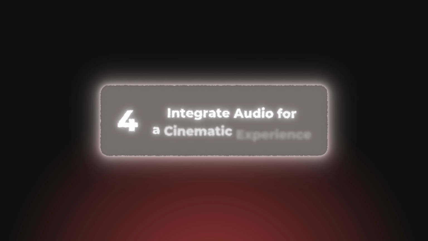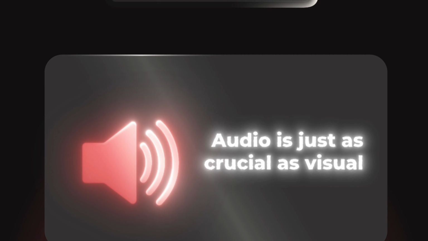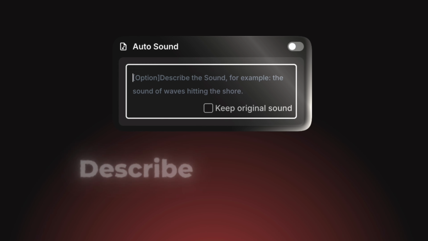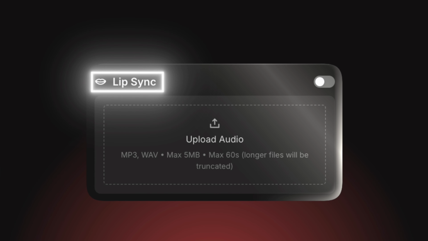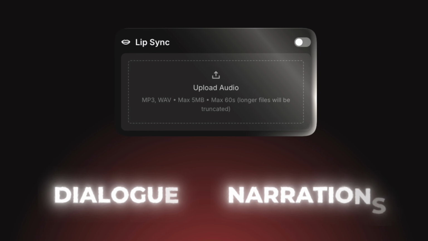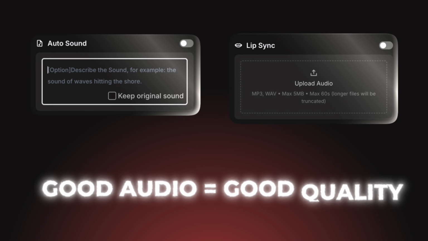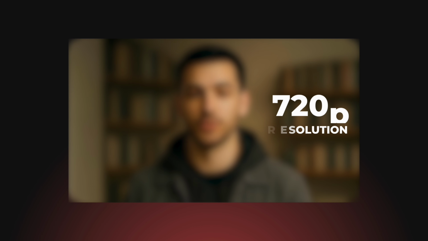4. Audio integration. Good audio for cinematic quality. Audio is just as crucial as visuals. Use OpenArt's auto sound feature to describe your audio needs. Add lip sync capabilities for dialogue or narration. This elevates the quality significantly. Good audio turns a simple video into something cinematic. Here's the secret sauce. Kling 2.1 can generate videos up to 10 seconds long at 720p resolution, allowing you to create beautiful, compelling content.